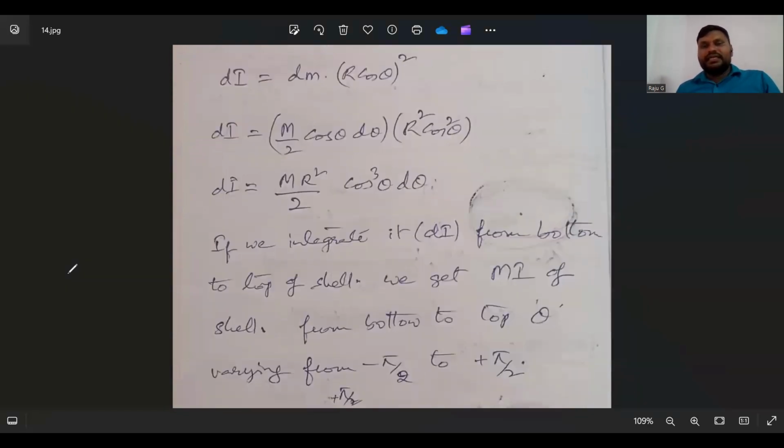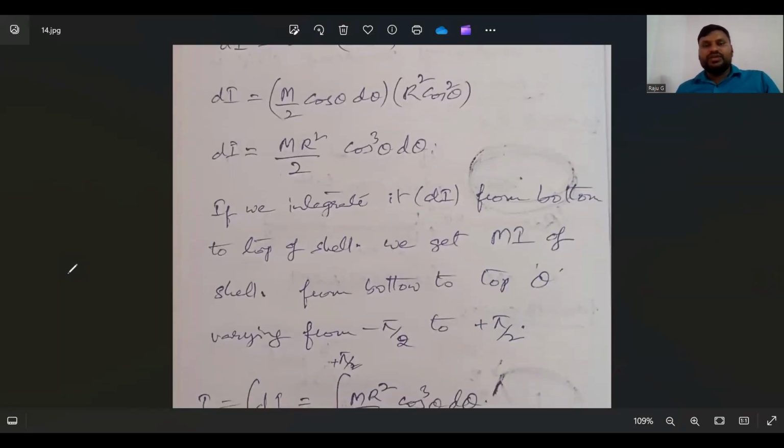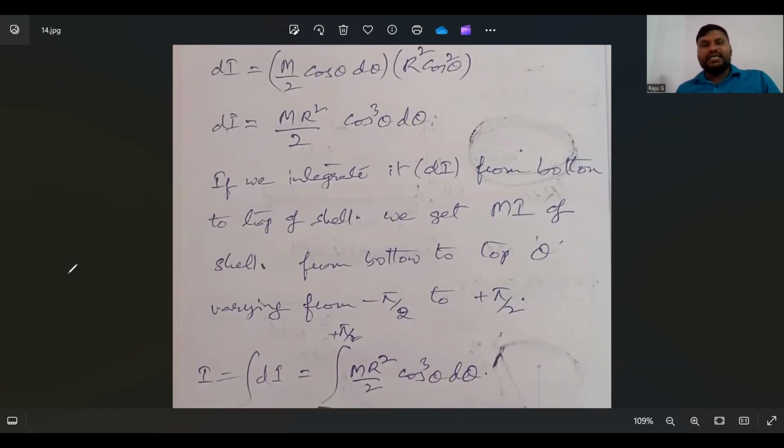If we integrate this dI from the bottom of the shell to the top of the shell, we get the moment of inertia of the shell from bottom to top. Theta is varying from minus pi by 2 to plus pi by 2.